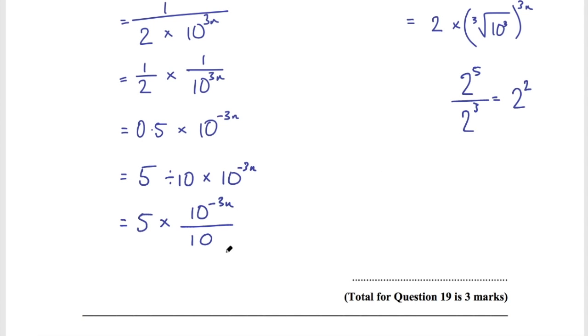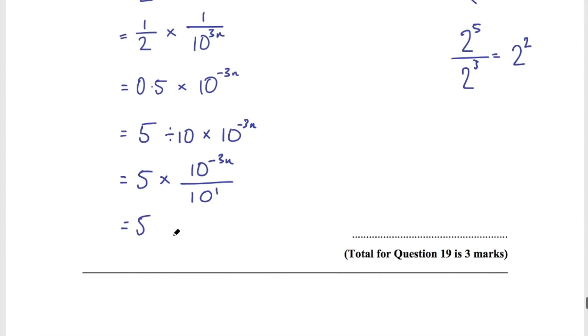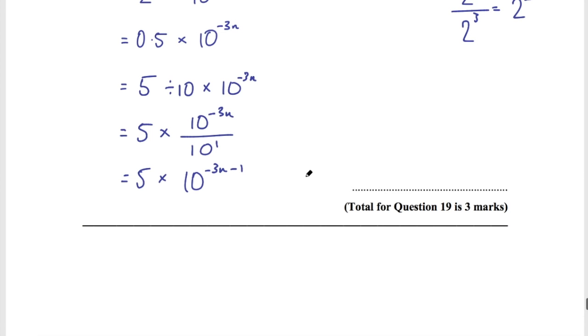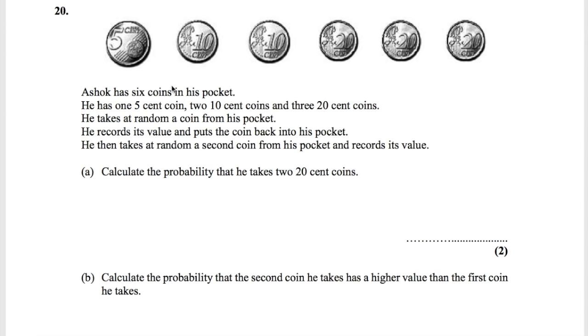So we can do the same thing here. So this is like 10 to the power of 1. So what we can say is this will equal 5 times 10 to the minus 3n minus 1. Okay, so I've just subtracted those exponents there because I have the same base number. So I can say, after all of that, m to the minus a third equals 5 times 10 to the minus 3n minus 1.